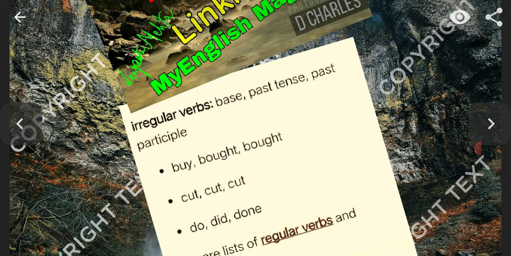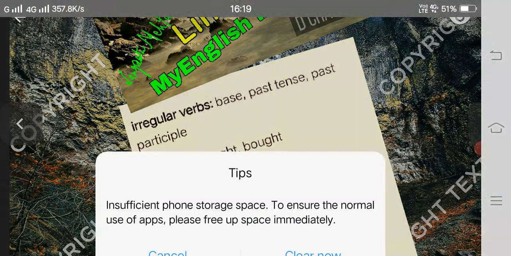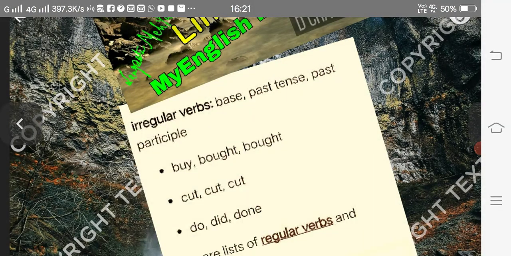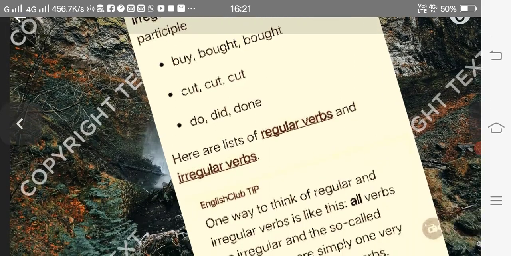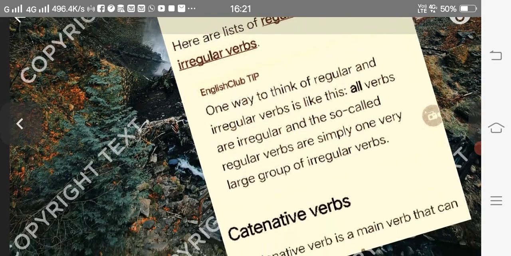Buy, bought, bought. Cut, cut, cut. Do, did, done. Here are list of regular verbs and irregular verbs. One way to think of regular and irregular verbs is like this: all verbs are irregular, and the so-called regular verbs are simply one very large group of irregular verbs.